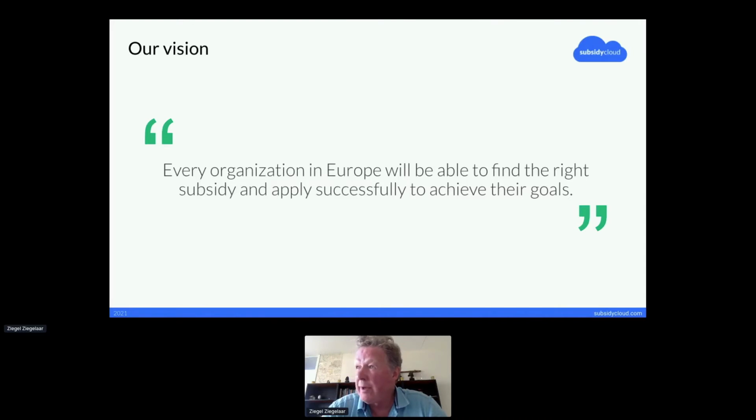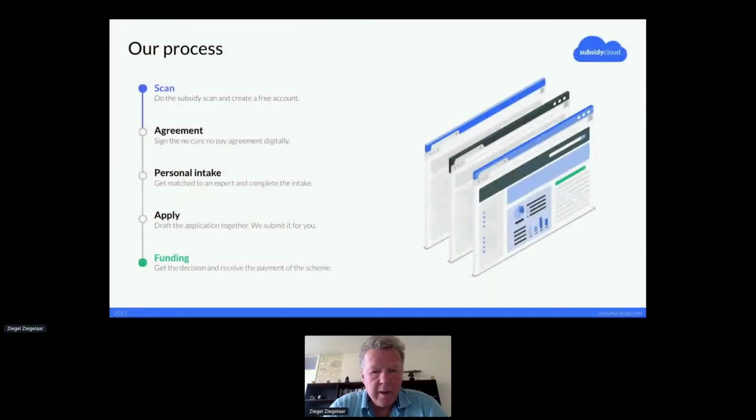Our main goal is, we are very ambitious. We want to do the subsidies in the whole of Europe, and we have started now in Belgium, Germany, and the Netherlands. We're growing very, very fast, but we think that we should be kind of a marketplace to find the right subsidies for the companies that can apply for them. How do we work?